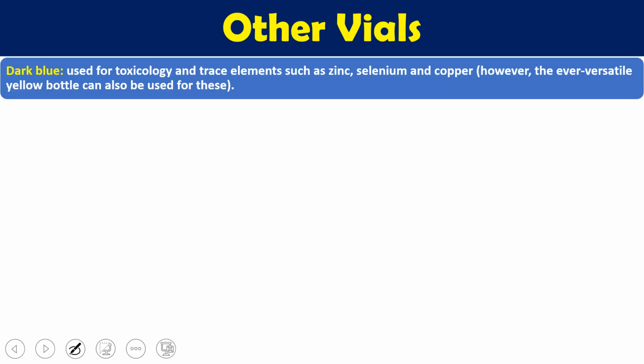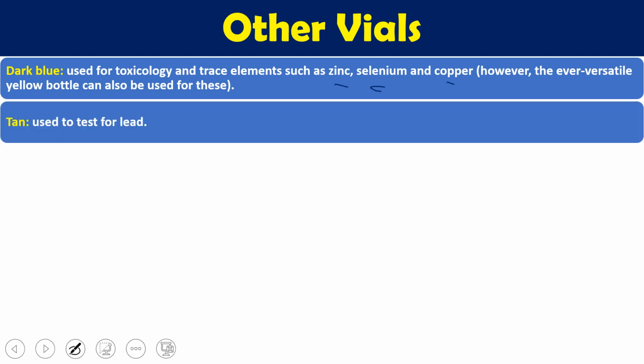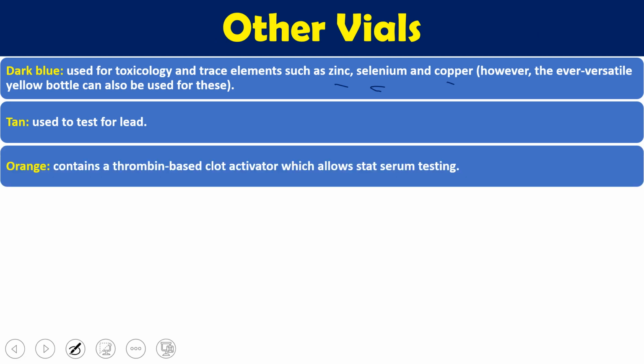There are a number of other vials also, like dark blue colored vials. It is used for toxicological and trace element analysis such as zinc, selenium and copper. However, the ever versatile yellow bottles are also used for these tests. Tan color bottles are used for lead estimations, lead evaluations.